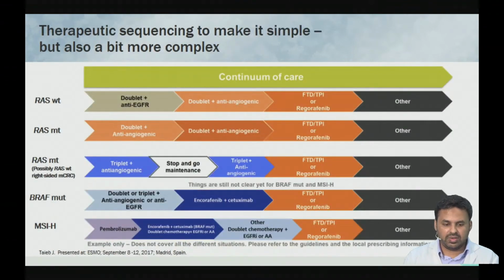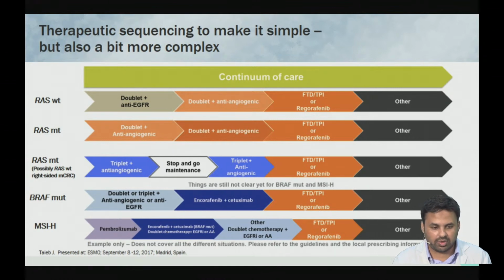So initially we had RAS wild type, RAS mutant, and other subgroups, but now we have got the BRAF mutation subgroup and also the MSI high subgroup, for which we have got targeted agents. So if the patient has both MSI high and BRAF, which commonly occurs, then we can start with immunotherapy, later on give the targeted therapy in the second line and reserve the chemotherapy for the third line.